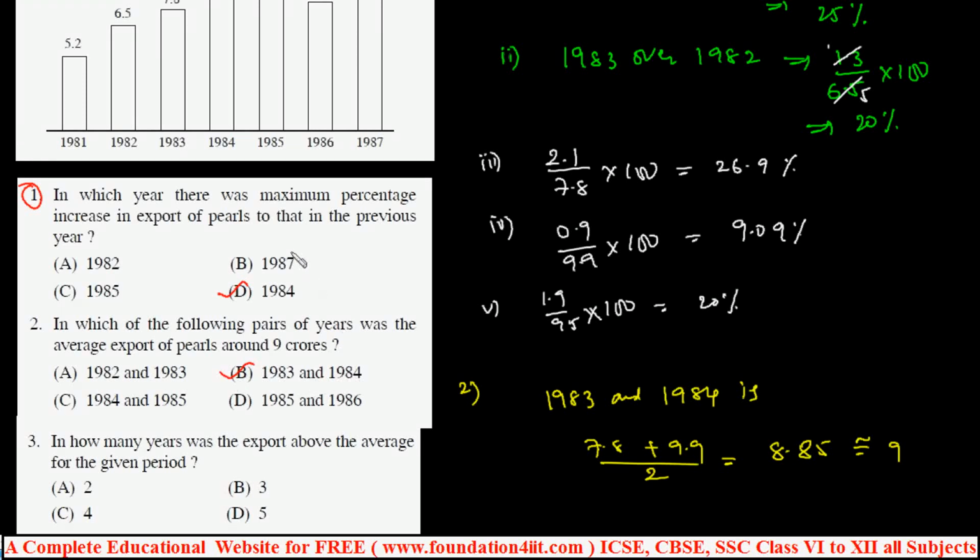Those years' values you take, divide by 2, and find the average. So out of these 4 options, this is very close to the 9 crores. So that's the answer.